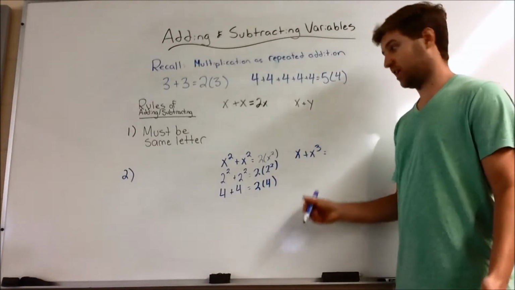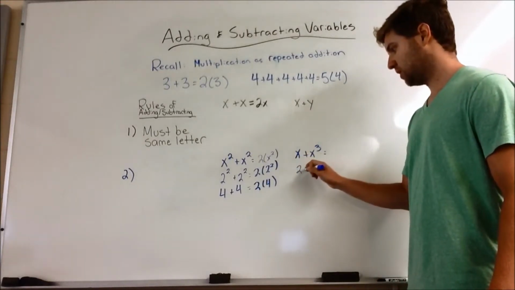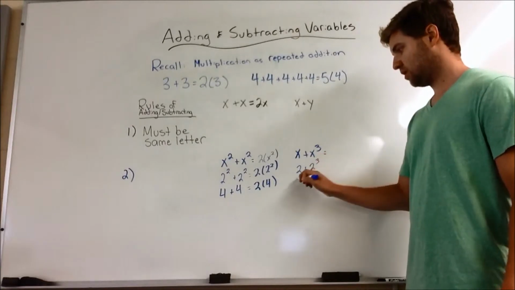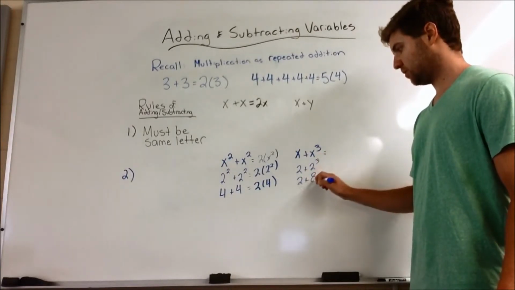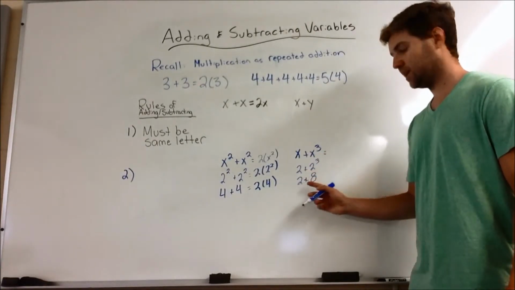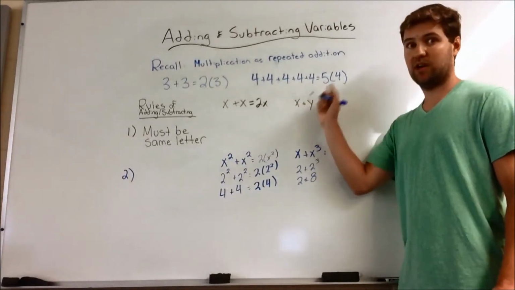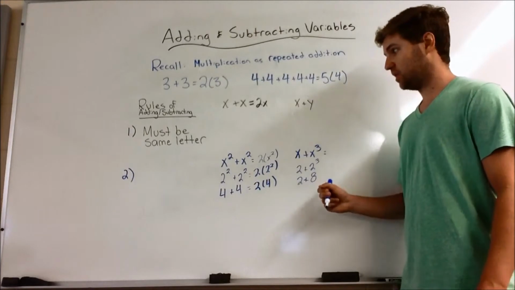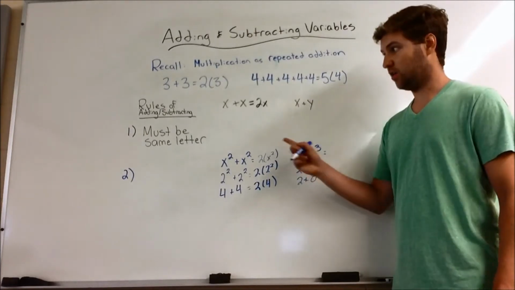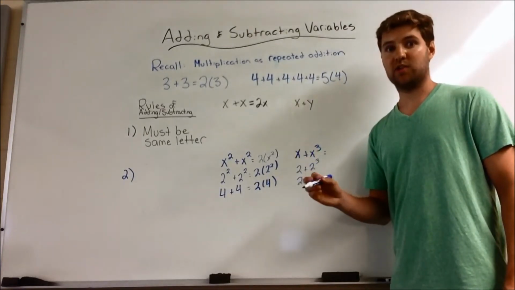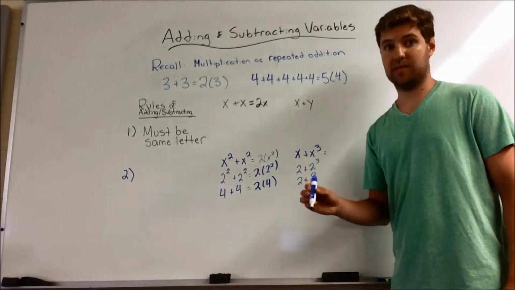So look at this example, x plus x cubed. If we pick 2 again to put in it, it becomes 2 plus 2 cubed, which is 2, and 2 cubed is 2 times 2 times 2, which is 8. They're not the same number when you evaluate them. So we can't simplify them using our trick above. So that's our second rule. Not only do they have to have the same letter, they also have to have the same degree, the same exponent.